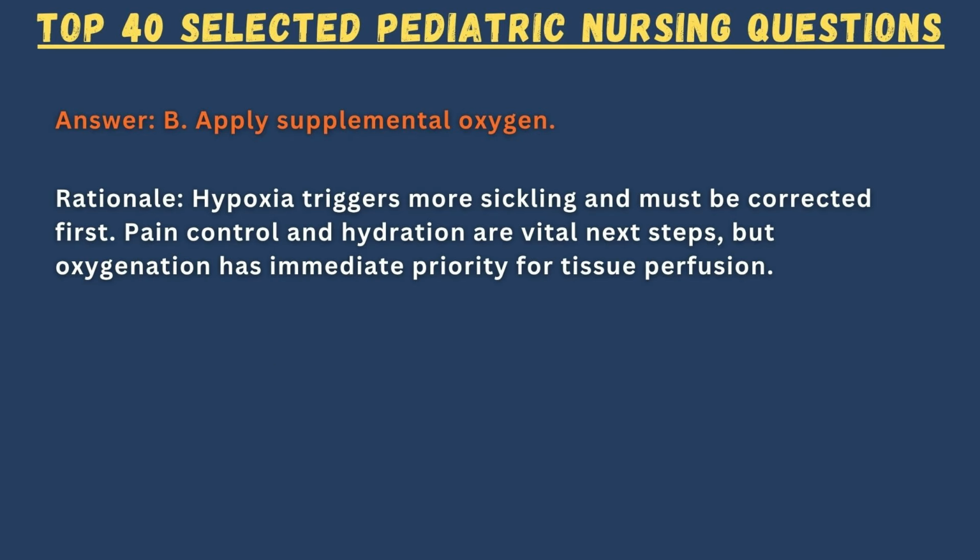Answer. B. Apply supplemental oxygen. Rationale. Hypoxia triggers more sickling and must be corrected first. Pain control and hydration are vital next steps, but oxygenation has immediate priority for tissue perfusion.